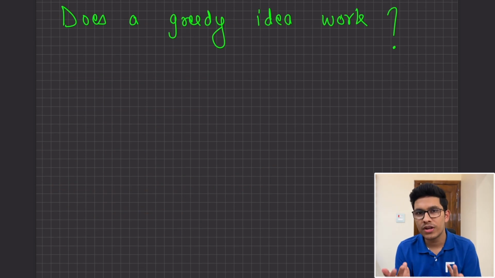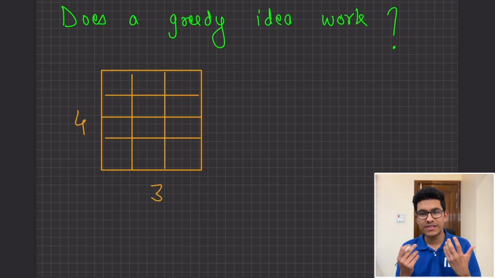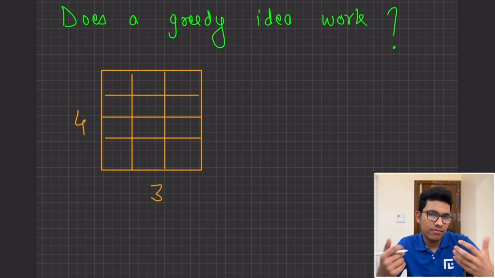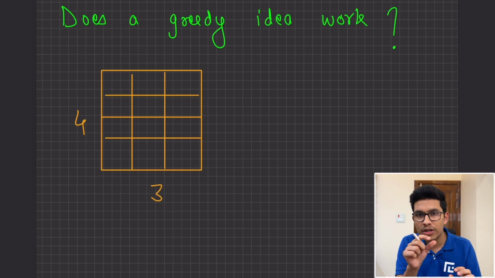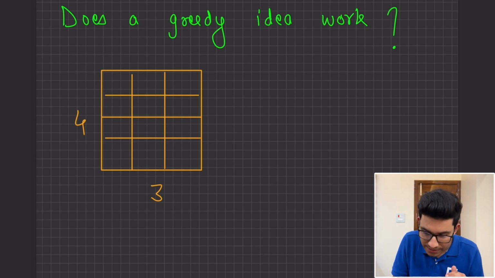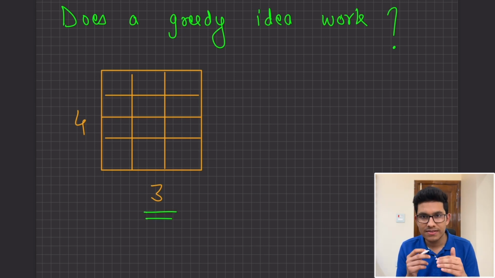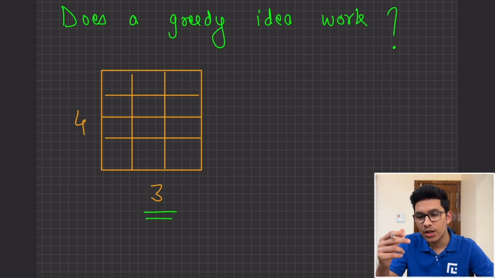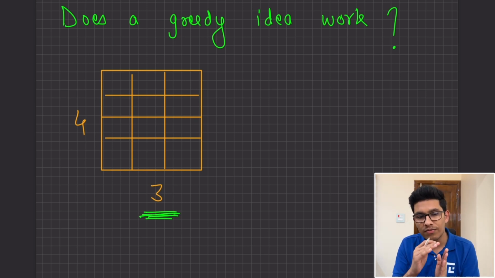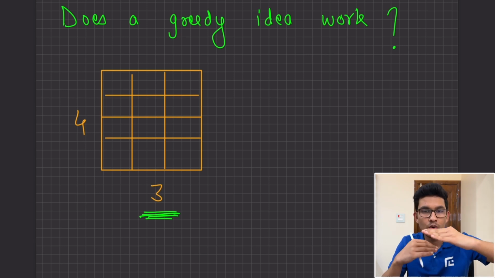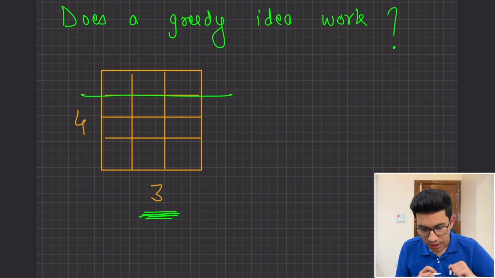Alright, so let's consider some more examples and let's see if we are able to somehow come up with a greedy idea. One of the examples could be something like 4 cross 3. So this is a 4 cross 3 grid. One very obvious idea that could come to your mind is to look at the minimum of the two sides and make a cut accordingly. For example, here you can see that 3 is the minimum of the two sides, right? So on the larger side, you could make a cut of length 3 and divide the rectangle into two sections, something like this.